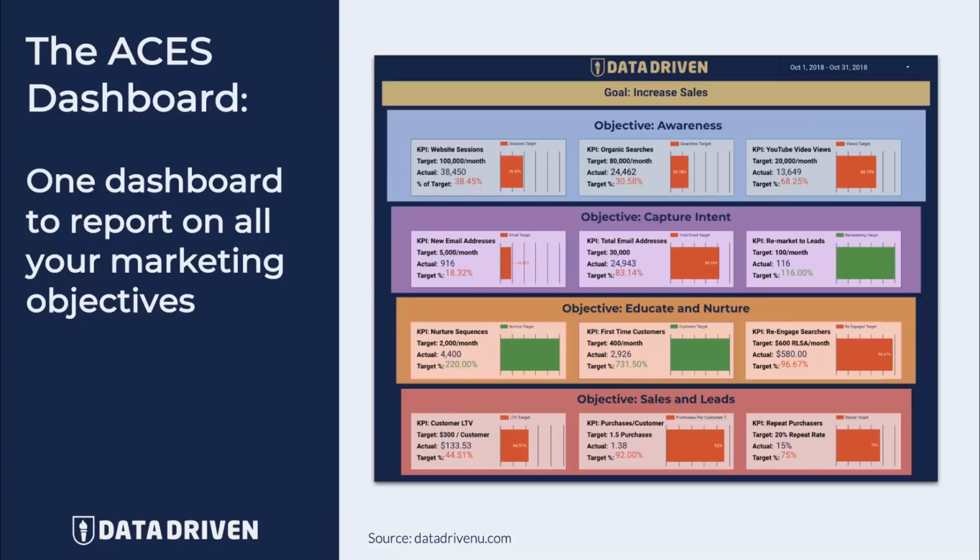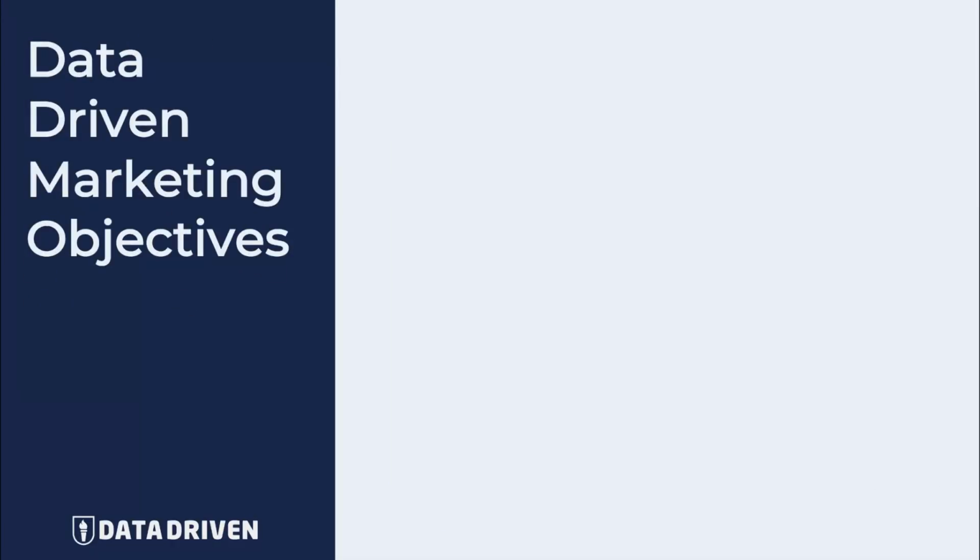And if you want to take things one step further, we have a live interactive version of the ACES dashboard over at Data Driven as well. And this is one dashboard to report on all your marketing objectives. And you can make this an automated report so your results are showing up in real time every time you look at this dashboard. Okay, so that's all I wanted to share with you about making data-driven marketing objectives.